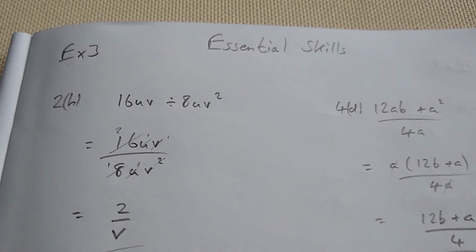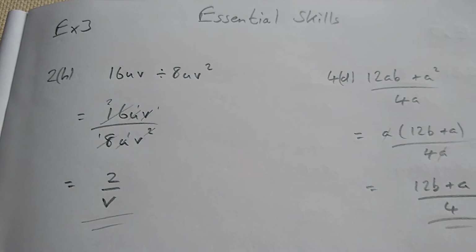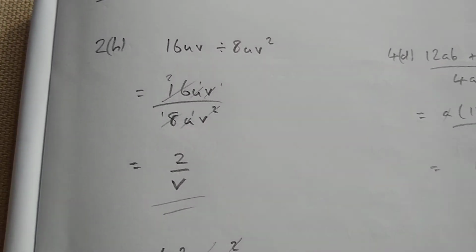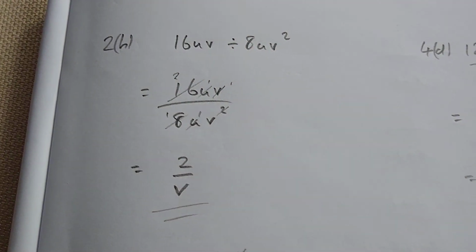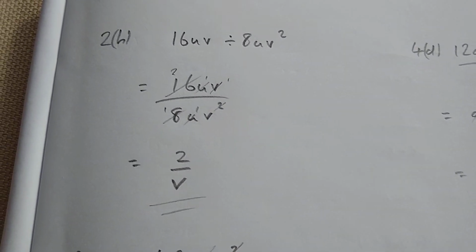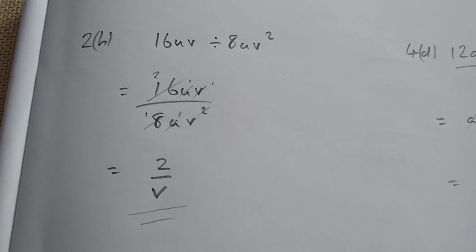Hi, a quick video for Essential Skills Exercise 3, the algebraic division part of that exercise. A few questions are causing a little bit of trouble, so I've made a video to help you guys. So 2h is causing a bit of trouble. A lot of people are getting an answer of 2v, and let's have a look at why it's not 2v.